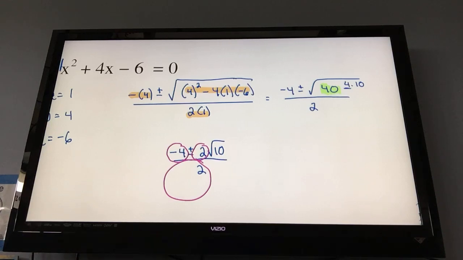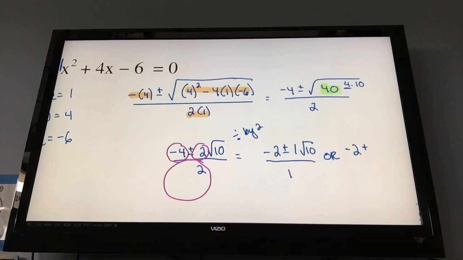So is there a common factor to -4 and 2 and 2? Yeah. It is 2. So you just divide them all by 2. Not the radical. So -2 plus or minus 1 square root 10 over 1, which if I wanted to, I don't care if you do it or not, I could just get rid of the 1s and just have -2 plus or minus square root 10.